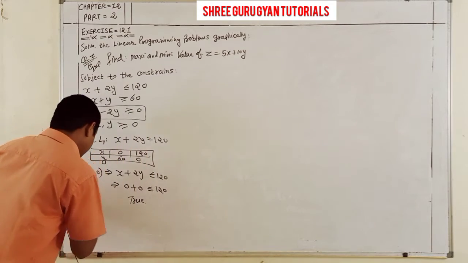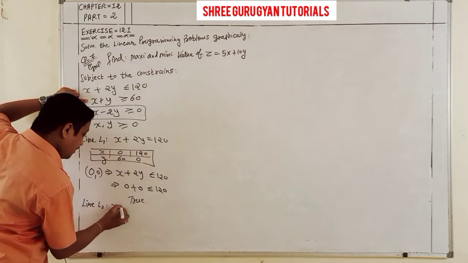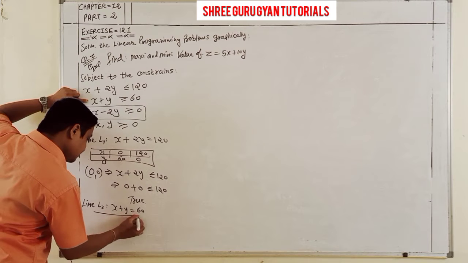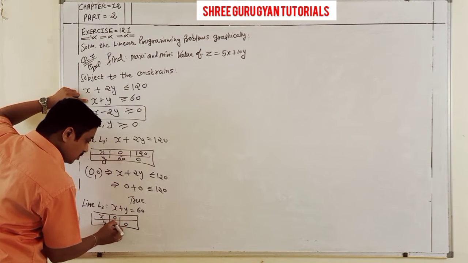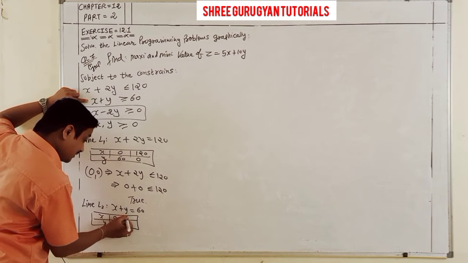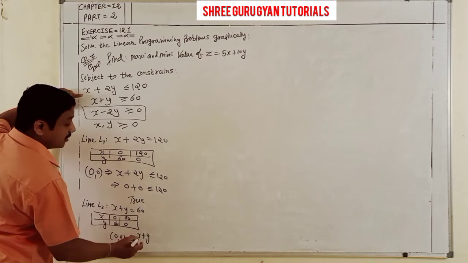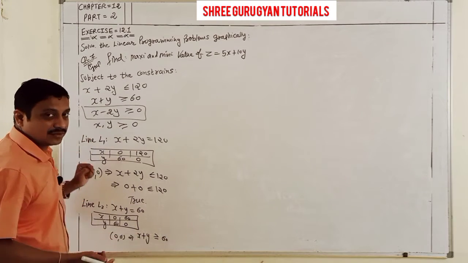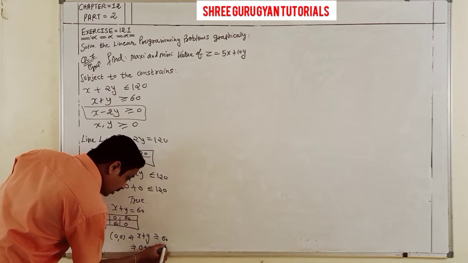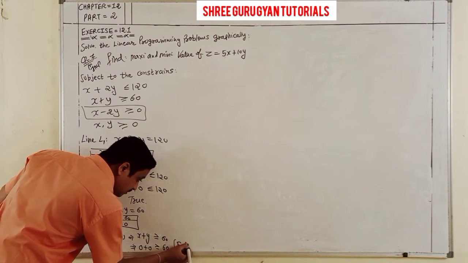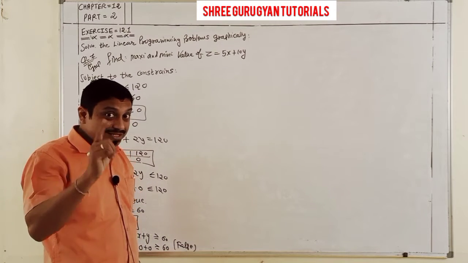Now the second line L2, x plus y is 60. Simply, x is 0, y is 60, but y is 0, x is 60. Here I will check whether x plus y is greater than or equal to 60 or not. Very easy: apply 0 plus 0 greater than or equal to 60. It is false, because 0 is not more than 60, which means my graph does not pass through the origin.